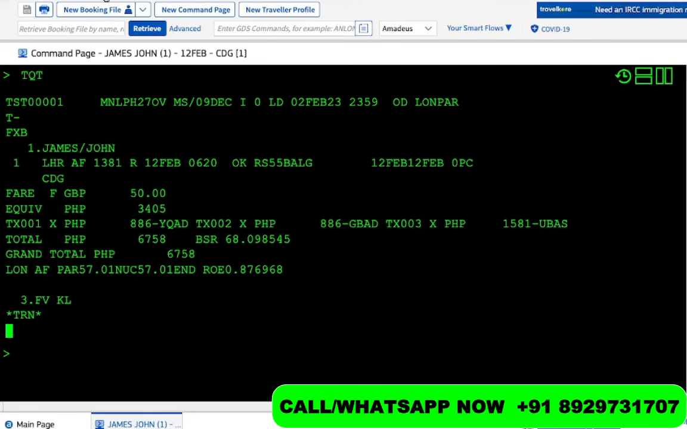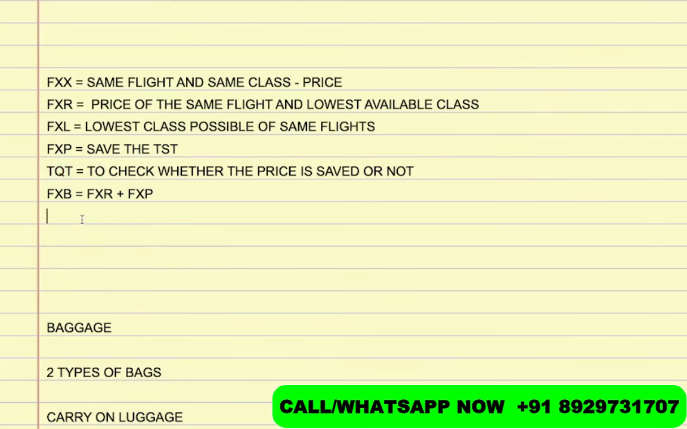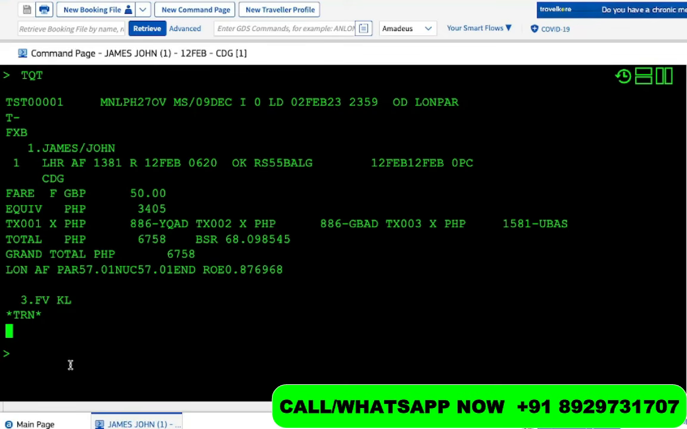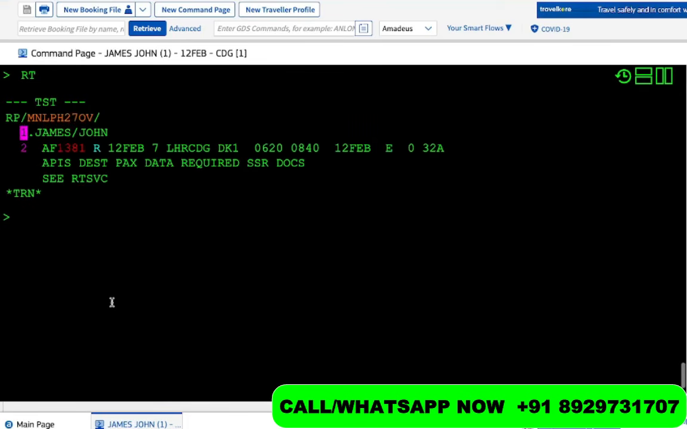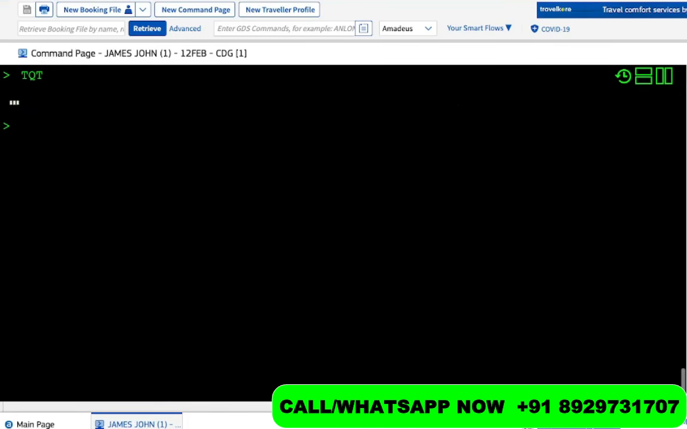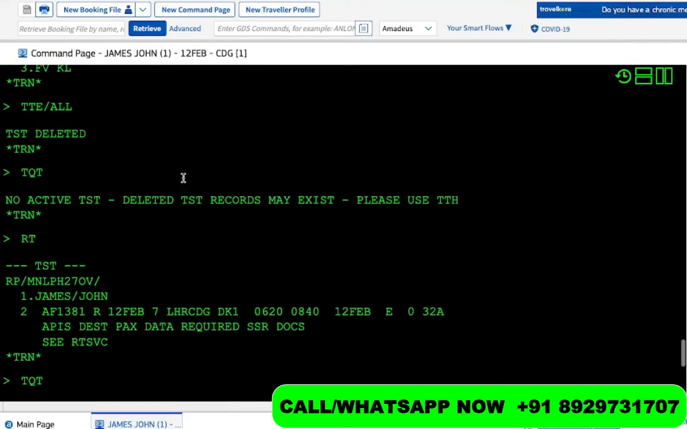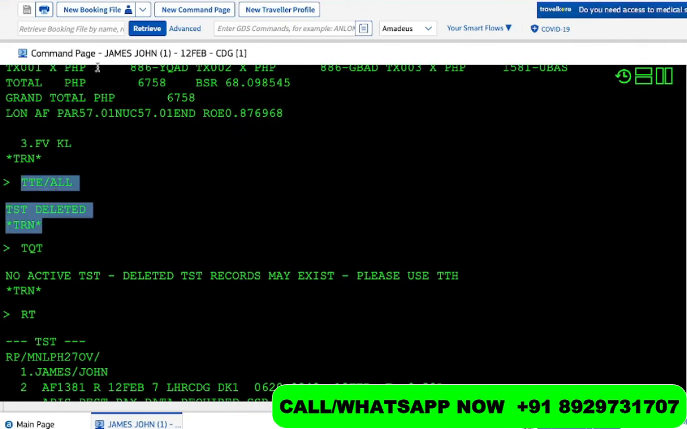And the final thing, really sorry for this, one more command that I just remembered. TTE/all is to delete the saved price. And here we go, FX. So now if we do TTE/all, enter, TST deleted. That means the price is deleted. So if you do TQT now, you will find nothing. However, the flights are going to be there, but the price that we booked is gone, because we ran TTE/all. That will delete the saved fare.